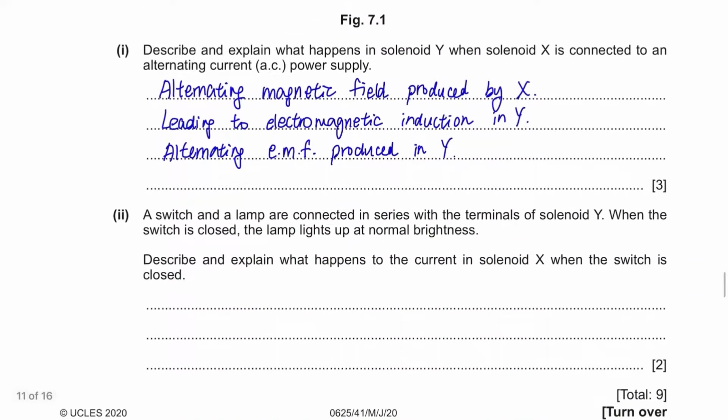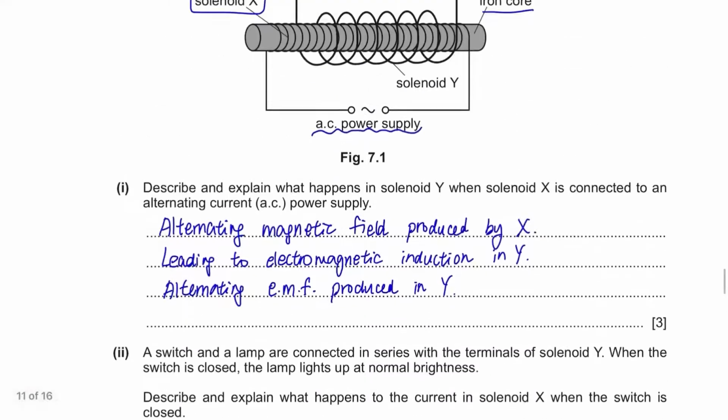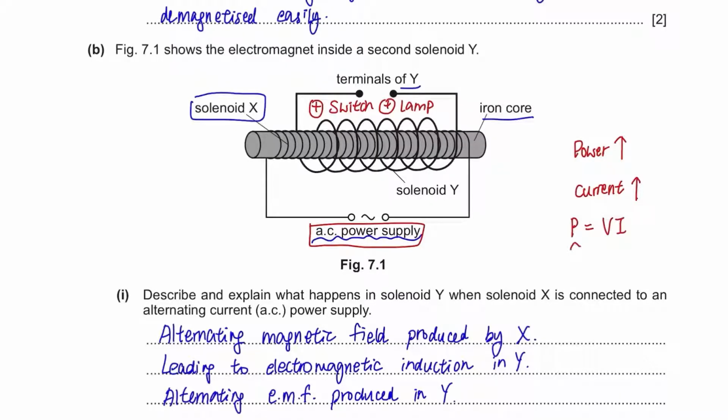A switch and a lamp are connected in series with the terminals of solenoid Y. When the switch is closed, the lamp lights up to normal brightness. Describe and explain what happens to the current in solenoid X when the switch is closed. Imagine what would happen if they put a switch and a lamp here in series. The current will flow from this power supply around the circuit. With the lamp switched on, it will require more power in solenoid Y. So what would happen in solenoid X? The current in X will have to be increased in order to supply the power used in the lamp.